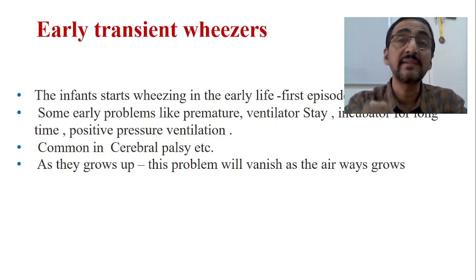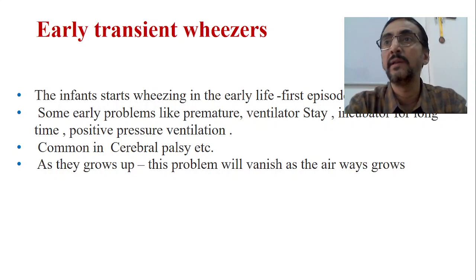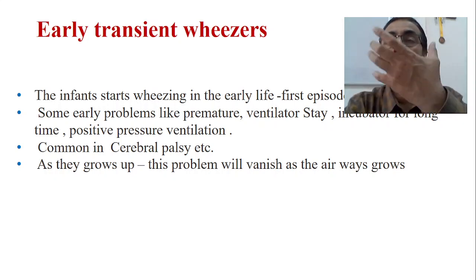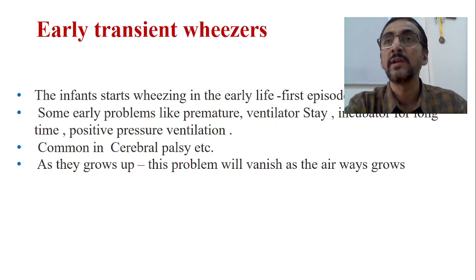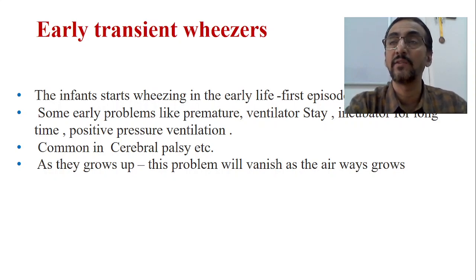The reason is, as the child grows up, the airways will grow. The inner diameter of the respiratory bronchioles increases, the total diameter of the bronchial tree increases, then the lungs, the ribs become more oblique rather than horizontal. So as development and growth proceed, these problems are usually overcome. The child overcomes all these problems. So this is called early transient wheezer.